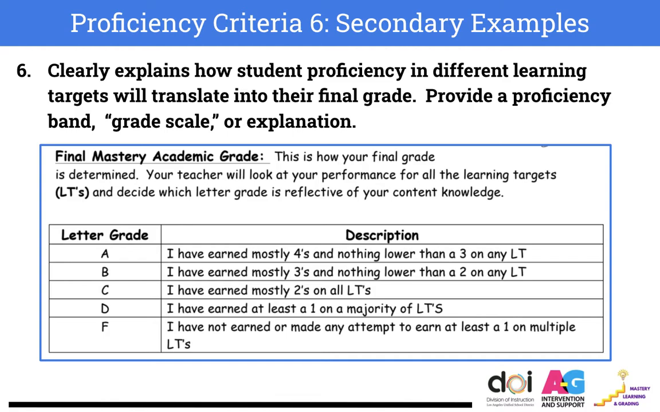So for example, in order to earn a B in this teacher's class, the student must earn mostly 3s and nothing lower than a 2 across their learning targets.